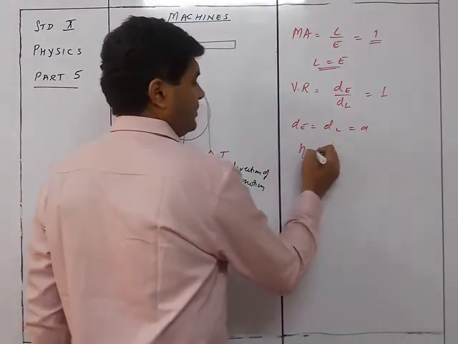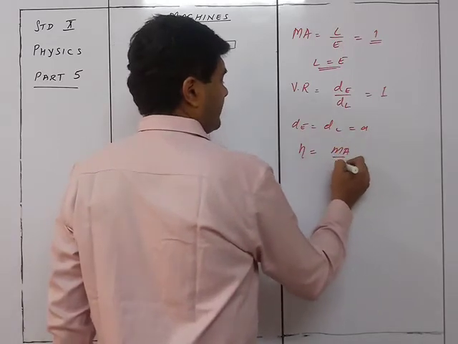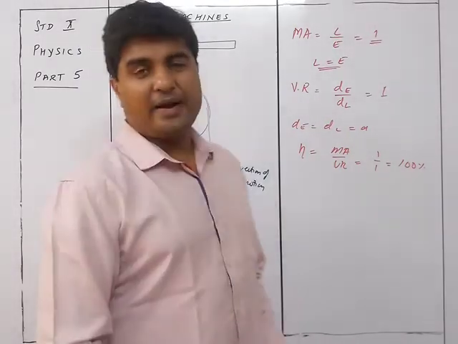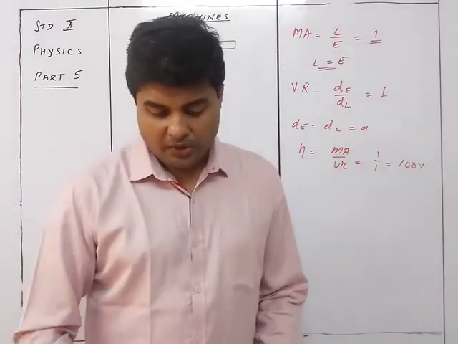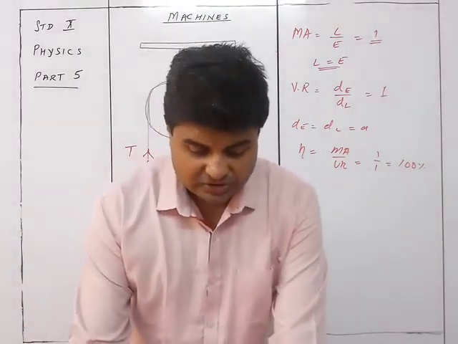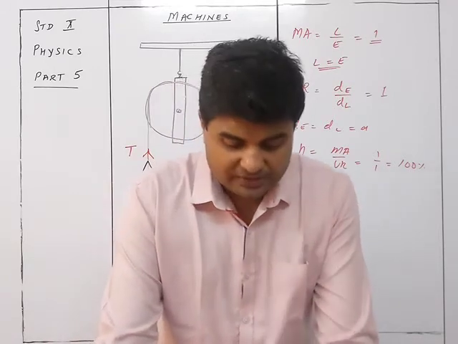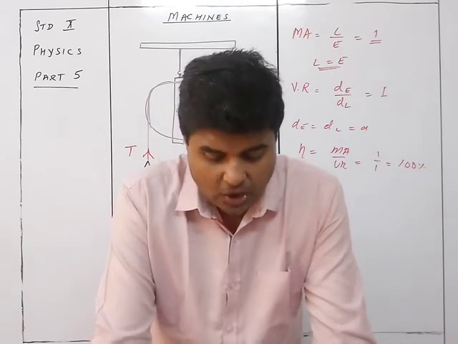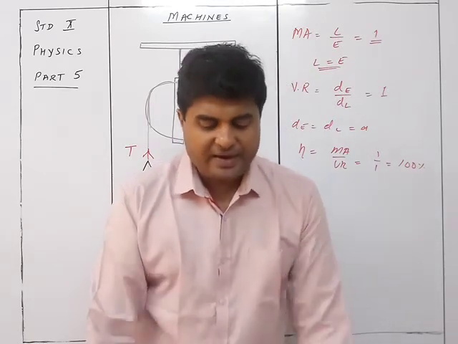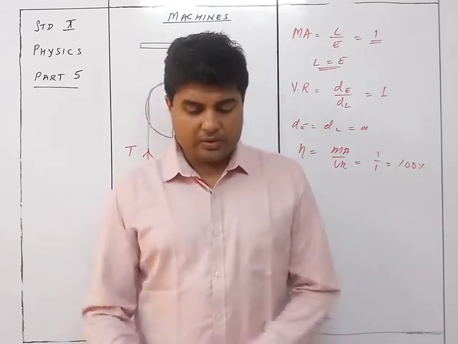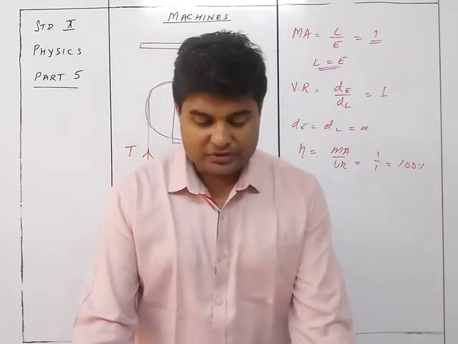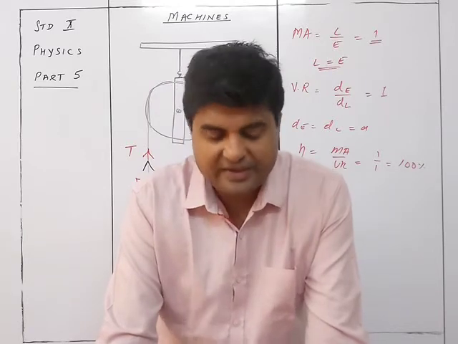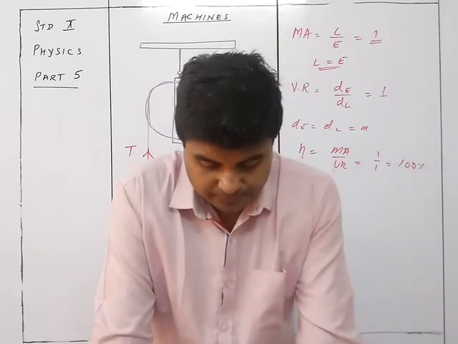Therefore, efficiency will be equal to MA upon VR, which is 1 upon 1, equal to 100%. So for 100% efficiency, MA will be equal to VR. But in actual practice, it doesn't happen. What happens? In actual practice, there is always some friction at the axle or in the pulley bearing. So the effort needed is a little more than the load to be lifted. Thus, mechanical advantage is less than 1, but the velocity ratio is 1. So efficiency is always less than 100%.